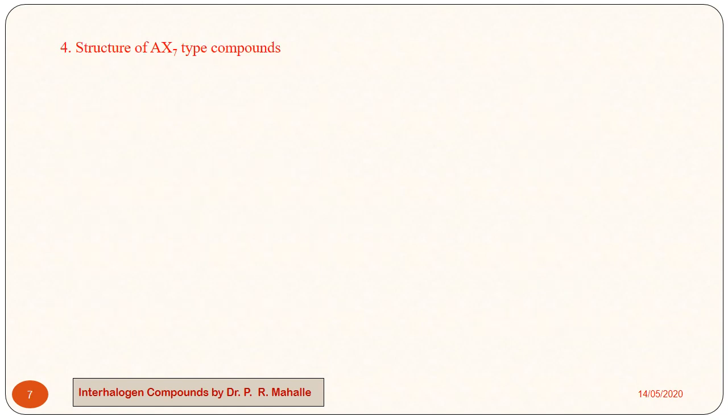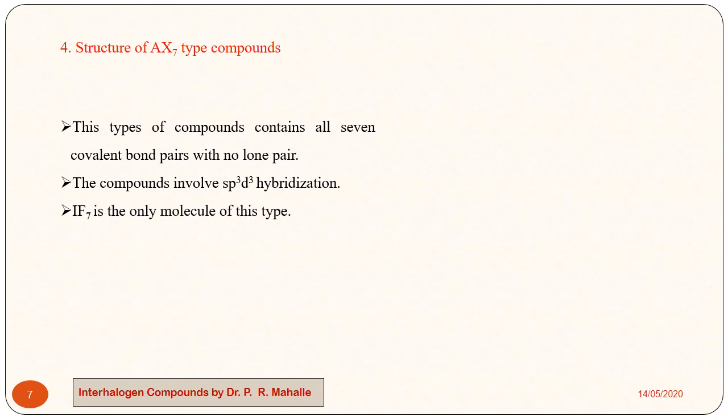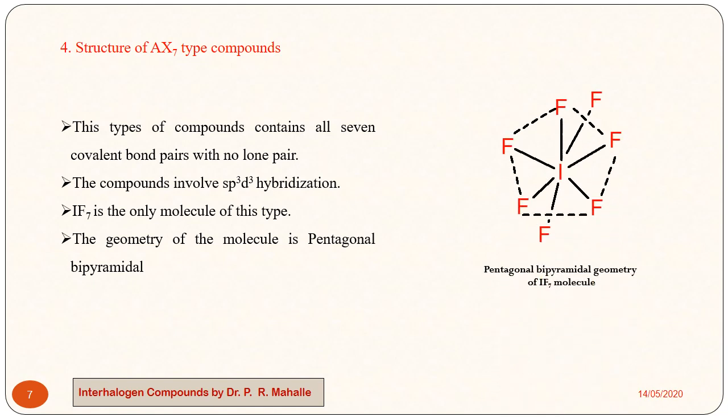Now we will see the last type, that is AX7 type of compounds. It involves compounds which contain all 7 covalent bond pairs with no lone pair. The compounds involve sp3d3 hybridization. Only IF7 is the molecule of this type. The geometry of the molecule is pentagonal bipyramidal, and we can see the pentagonal bipyramidal geometry of the IF7 molecule.